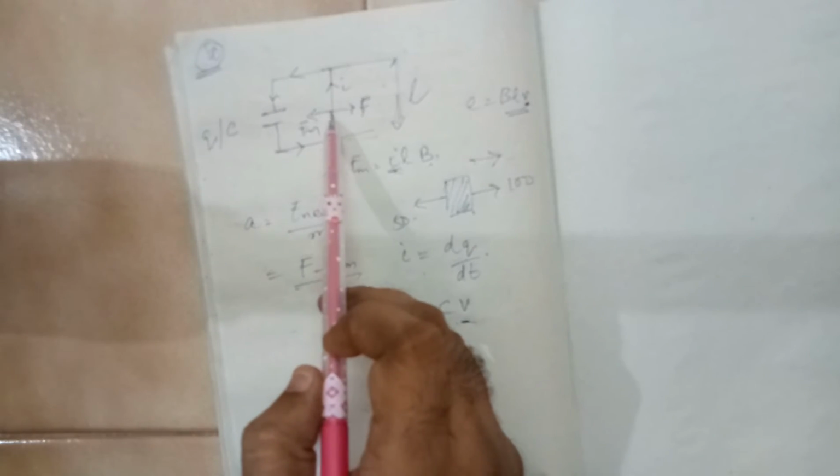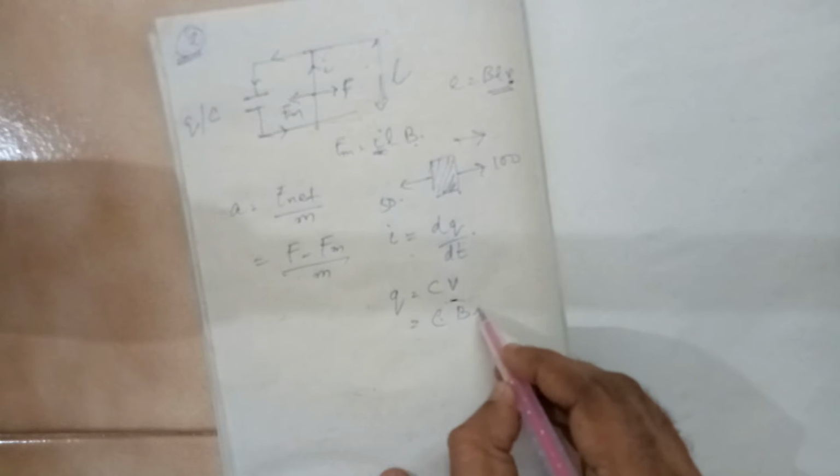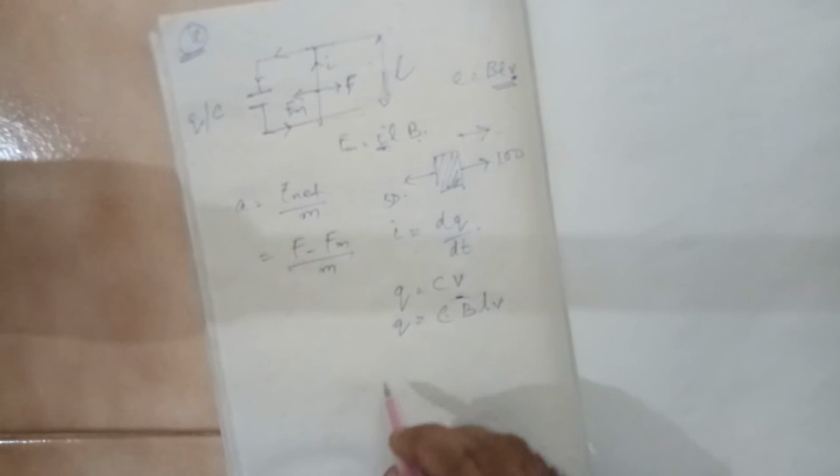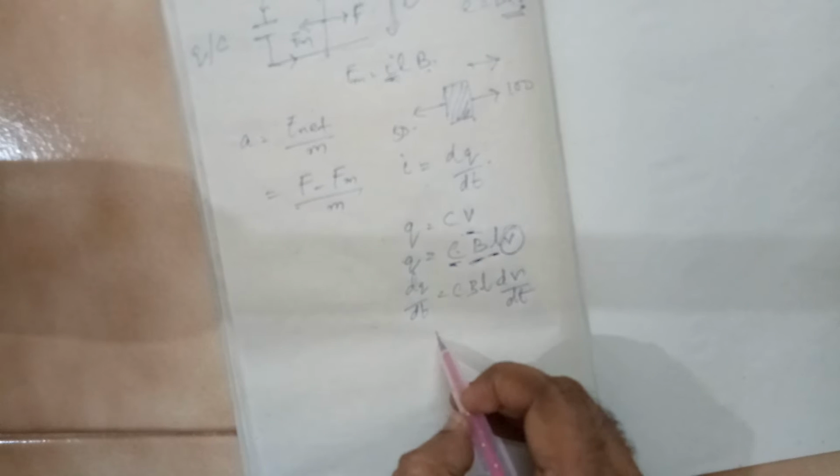When this wire is moving in this direction, it must be having some speed, some velocity. So that will be C multiplied by BLV. This is the value of Q. So dq by dt, when you do differentiation, you have to see which term is changing. This is not changing, this is not changing, this is not changing. What is changing is this. So it is CBL dV by dt. dV by dt means rate of change of velocity with respect to time, which is nothing but your acceleration. So I is equal to CBLA.